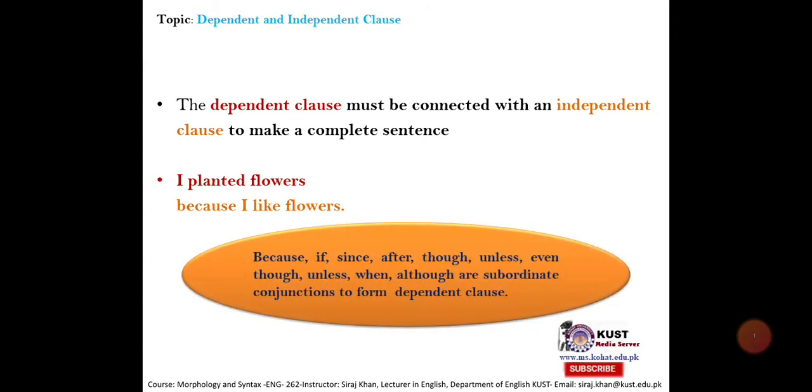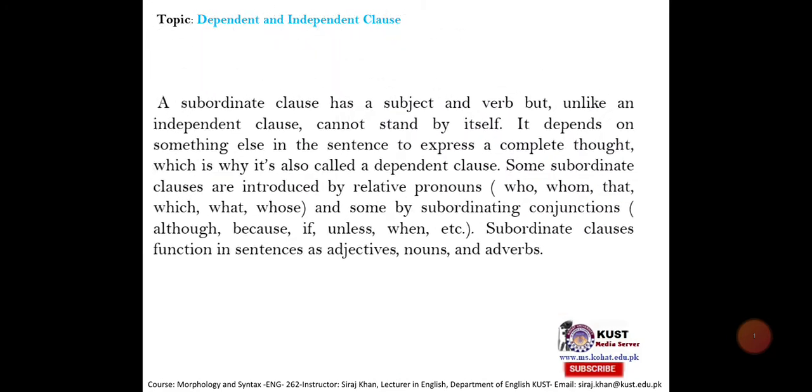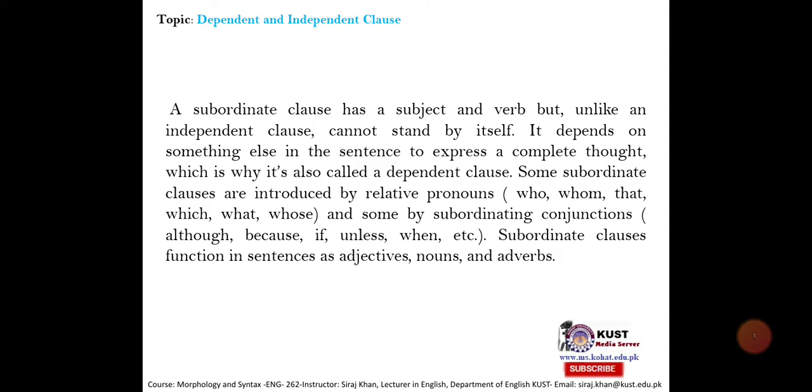Because, if, since, after, though, unless, even though, when are all subordinate conjunctions that form dependent clauses. A subordinate clause has a subject and verb, but unlike an independent clause, cannot stand by itself. It depends on something else in the sentence to express a complete thought, which is why it's also called a dependent clause. Some subordinate clauses are introduced by relative pronouns: who, whom, that, which, what, whose, and some by subordinating conjunctions: although, because, etc. Subordinate clauses function in sentences as adjectives, nouns, and adverbs.